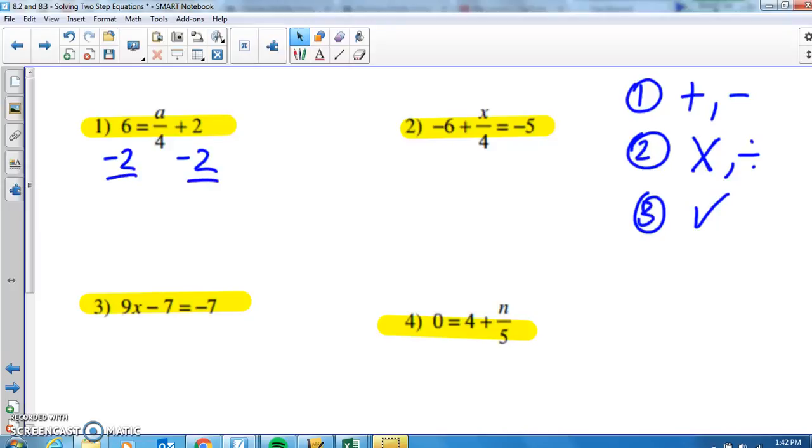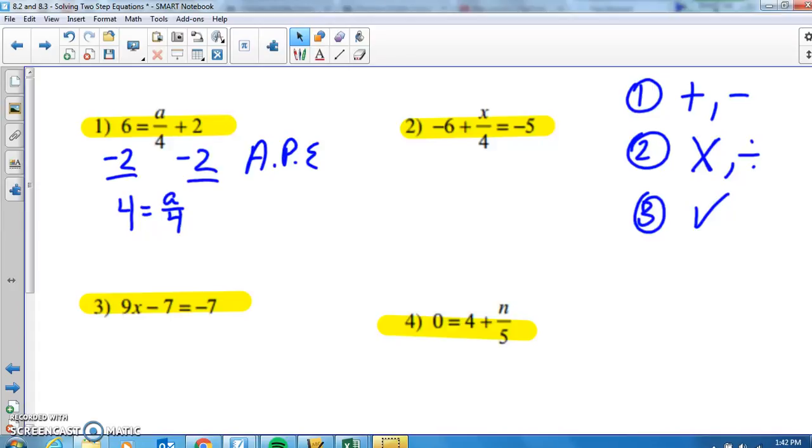Now, as I work this one, I'm also going to talk about the properties. When I cancel out that positive 2 by subtracting 2, I'm applying the addition property of equality. 2 minus 2 is 0, it cancels out, that leaves a divided by 4 equals 6 minus 2 is 4.